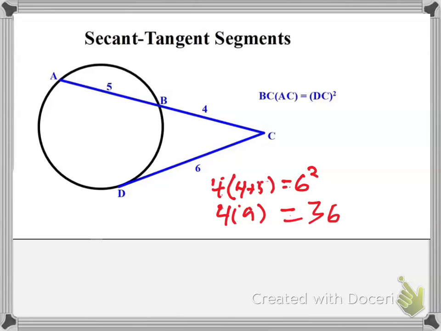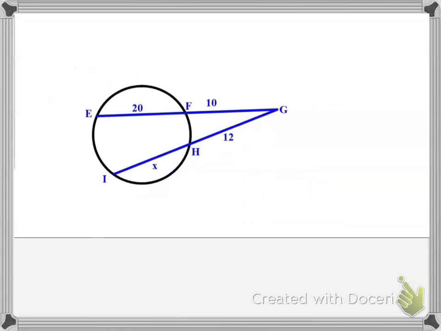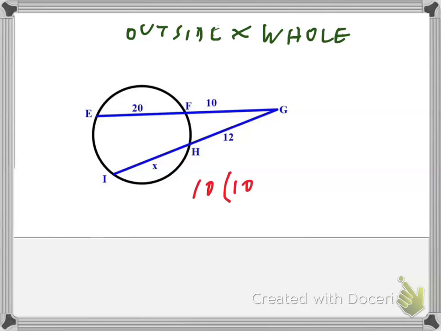All right, so let's do a couple of examples. We're going to find x. Here we have two secants, and remember what we want: the outside times the whole thing. We'll do the first. Outside, we have 10 times the whole thing, which is 10 plus 20. On the other one, we have the outside, which is 12 times the whole thing, which is 12 plus x, whatever x is.